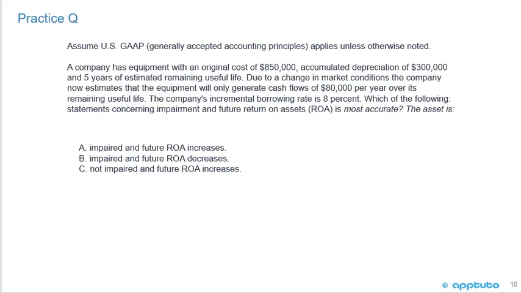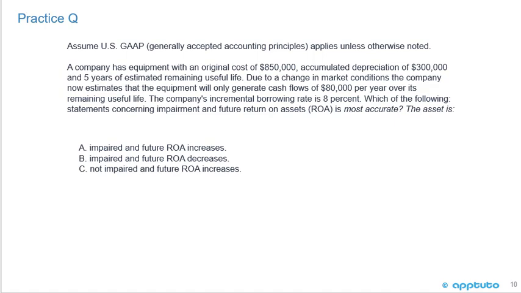Two practice questions to finish this LOS. Assume US GAAP applies unless otherwise noted. A company has equipment with an original cost of $850,000, accumulated depreciation of $300,000, and 5 years of estimated remaining useful life. Due to a change in market conditions, the company now estimates that the equipment will only generate cash flows of $80,000 per year over its remaining useful life. The company's incremental borrowing rate is 8%. Which of the following statements concerning impairment and future return on assets, ROA, is most accurate?